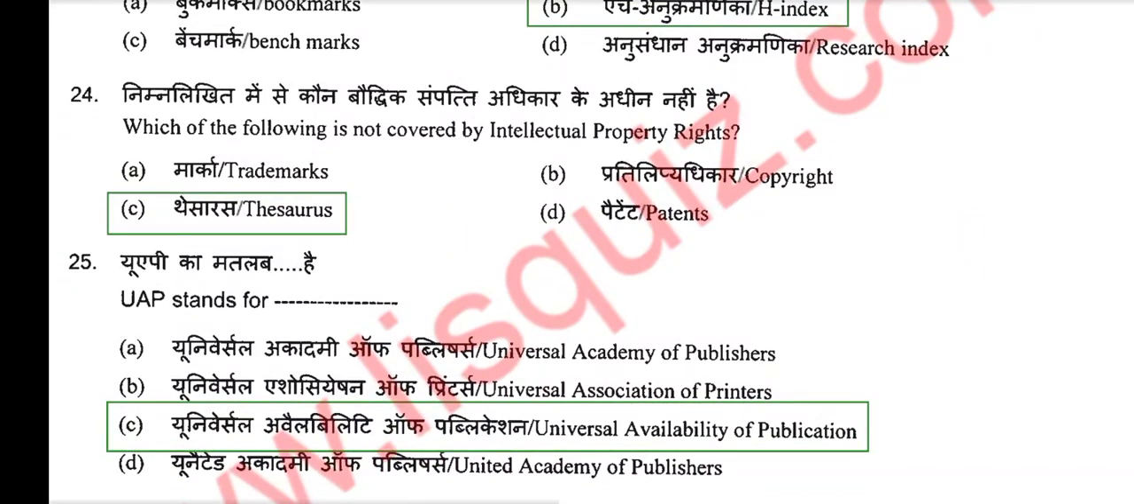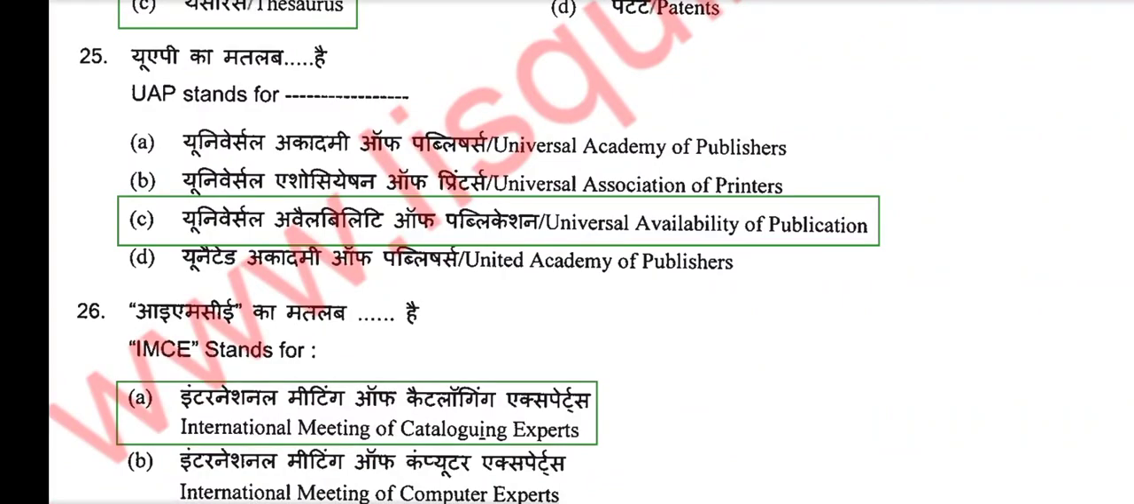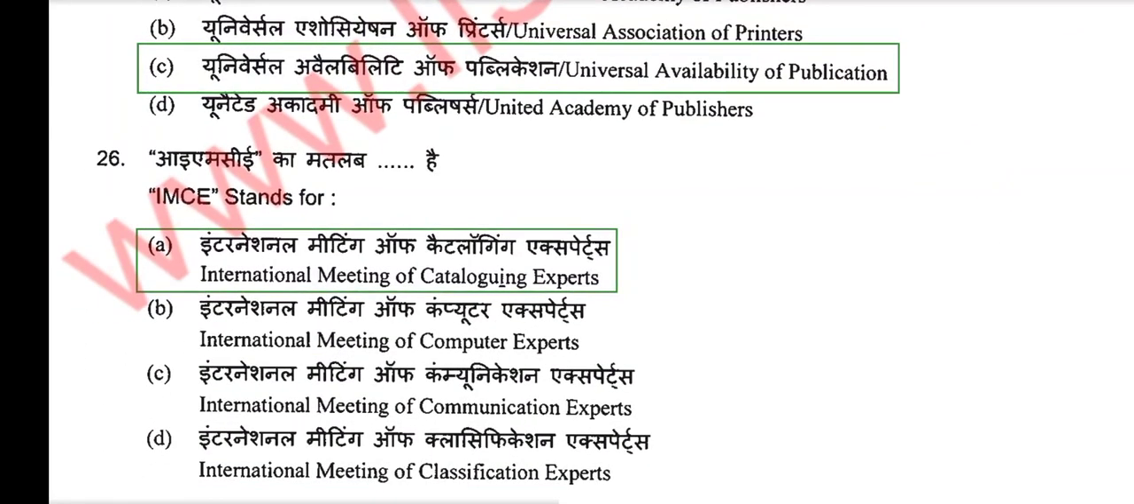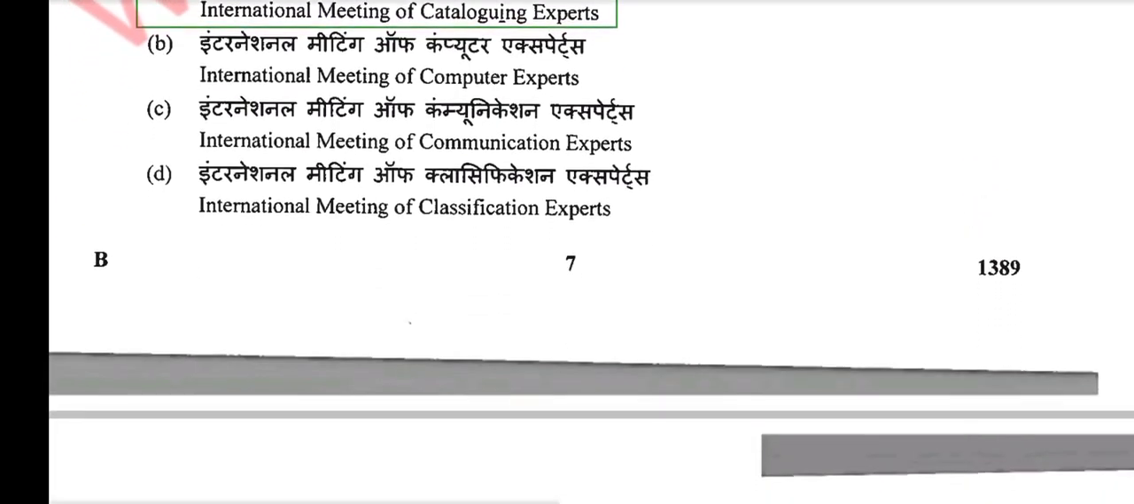Question number 24 says, which of the following is not covered by intellectual property right? The correct option is C, thesaurus. And 25 says UAP stands for Universal Availability of Application. Very right. Question number 26 says IMCE stands for, and the answer is A, International Meeting of Cataloging Expert.